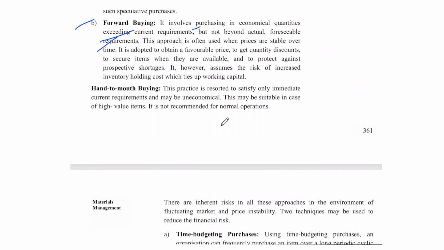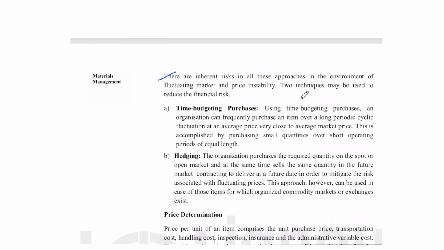Hand to mouth buying. This practice is resorted to satisfy only immediate current requirements and may be uneconomical. This may be suitable in case of high value item. It is not recommended for normal operation. And there are inherent risks in all these approaches in the environment of fluctuating market and price instability. Two techniques may be used to reduce the financial risk, that is time budgeting purchase and hedging.